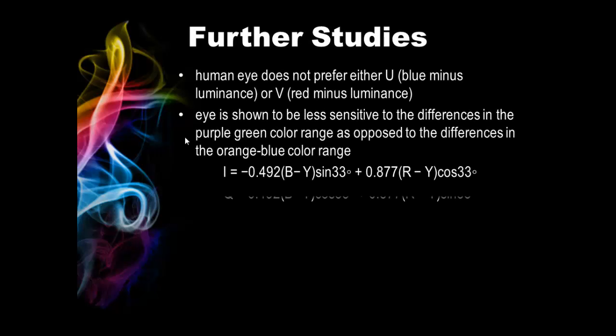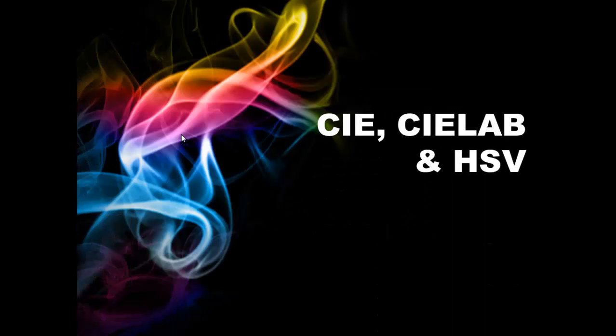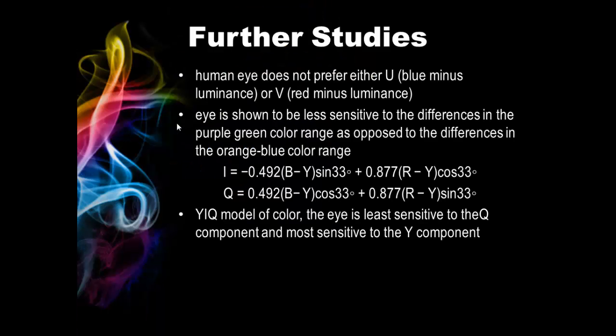Further studies. The human eye does not prefer either U, blue minus luminance, or V, red minus luminance. The eye is shown to be less sensitive to the differences in the purple-green color range as opposed to the differences in the orange-blue color range. These are the 2 equations represented for I and Q, the YIQ model of color. The eye is least sensitive to the Q component and more sensitive to the I component.